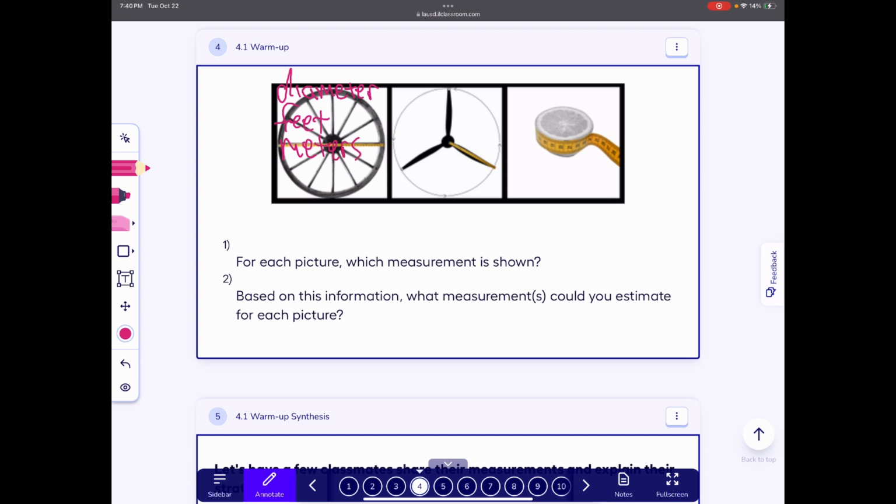And what measurement would you use for the fan? Well, that's the radius. I'll use a different color. That's the radius. And you might use inches or centimeters. And how about the orange? Well, the orange, let's use green for the orange. The orange, they're measuring circumference. And they are using centimeters to measure the circumference of the orange.